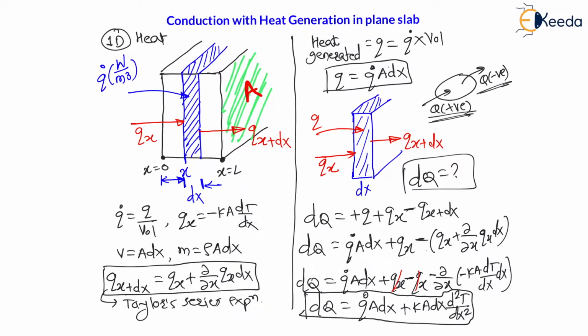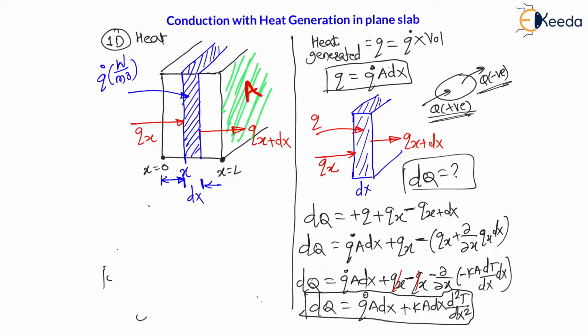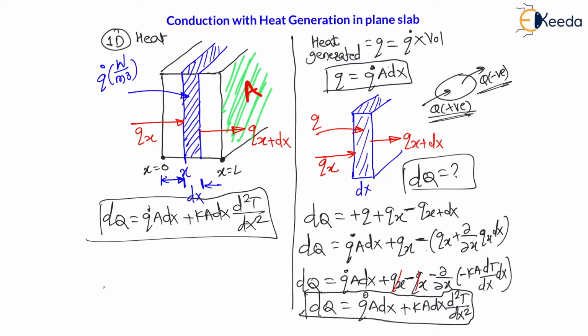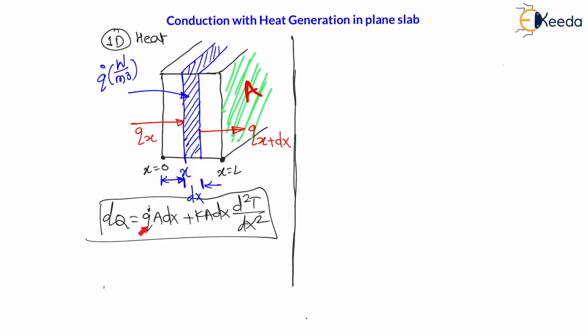Let us write down this net heat interaction somewhere. Now my dear students, the net heat interaction for a very small elementary strip at distance x of length dx: dQ will be equal to q dot A dx plus kA dx d2T divided by dx square. This is a very important result. Now we are going to apply the first law of thermodynamics, and this result will be in watt, because it is a heat transfer subject. In heat transfer, heat is a rate of heat transfer, that is joule per second, which is watt.